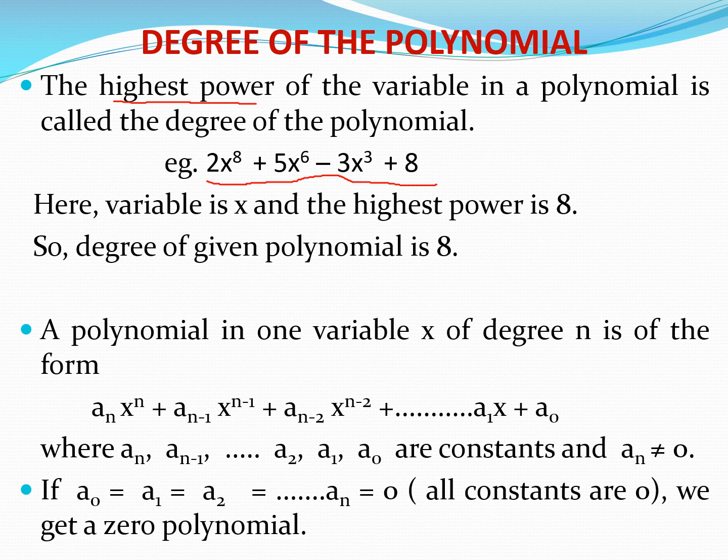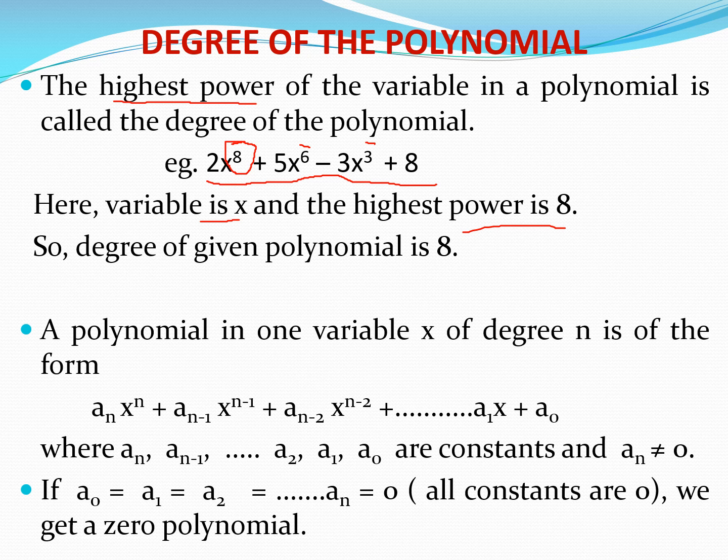Now if we want to find out the degree of this polynomial, we have to see the highest power of the variable. Here the power of the variable is 8. Here power of the variable is 6 and here it is 3. Now out of 8, 6 and 3, which number is the highest number? That is 8. That means the degree of the given polynomial is 8. Here variable is x and the highest power is 8. So degree of the given polynomial is 8.